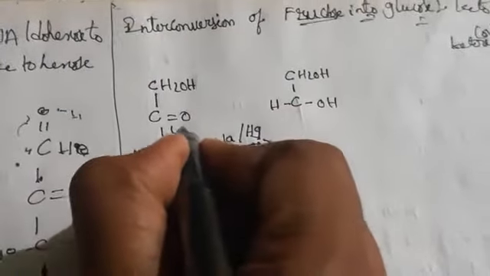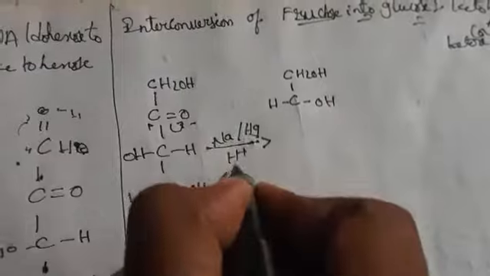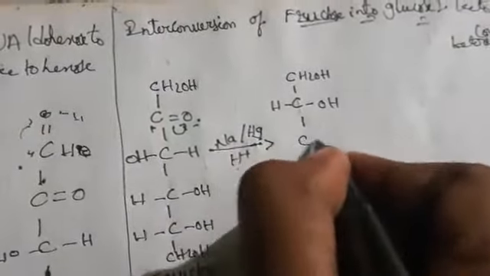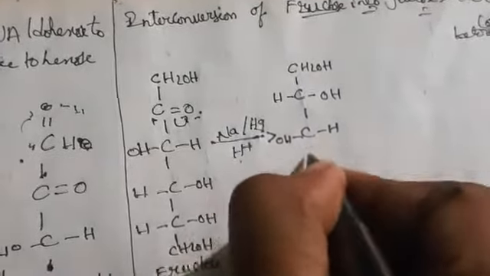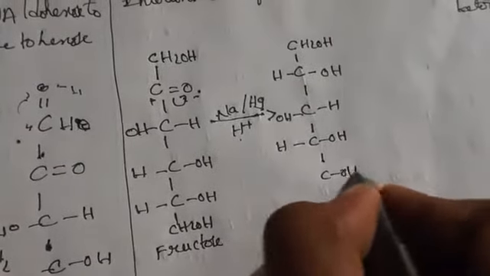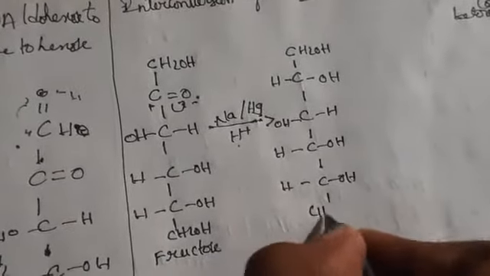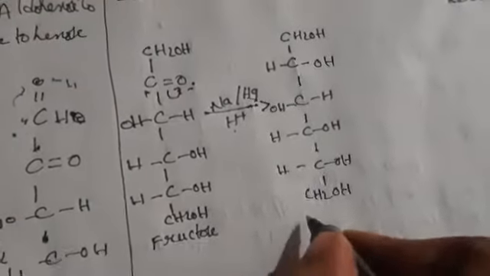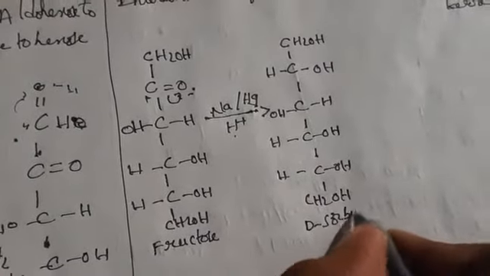CH2OH, C=O, H. So if I turn the bond here, minus charge plus, one H plus will come and add here, and another H will come and add here. So here this is the molecule: H, OH, OH, H, OH, H, CH2OH. See, the OH is on which side? Right side. So this molecule we call sorbitol.